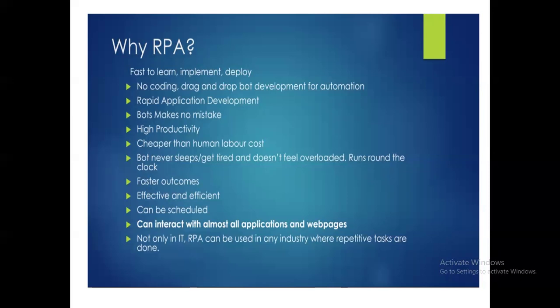It can interact with almost all applications and web pages. So basically, this is the biggest advantage of RPA. Earlier, we were able to communicate with only web pages. Now, here in RPA, either it is an Excel file, XML file, PDF, Word file, web pages, any kind of Windows application, SAP, Citrix, mainframe, anything. This can be automated, whatever I have told.